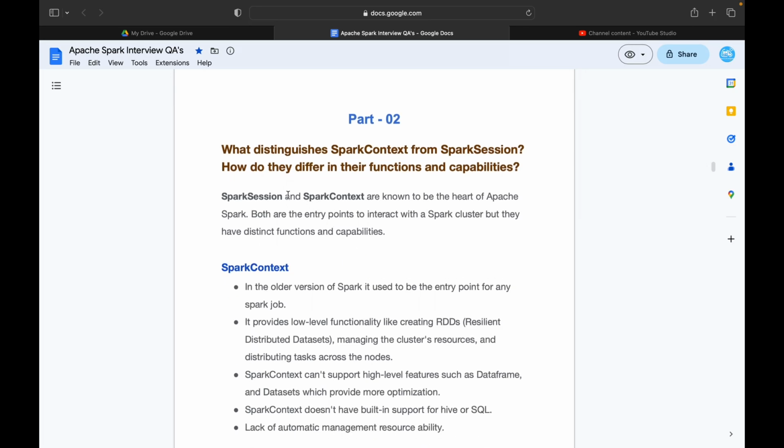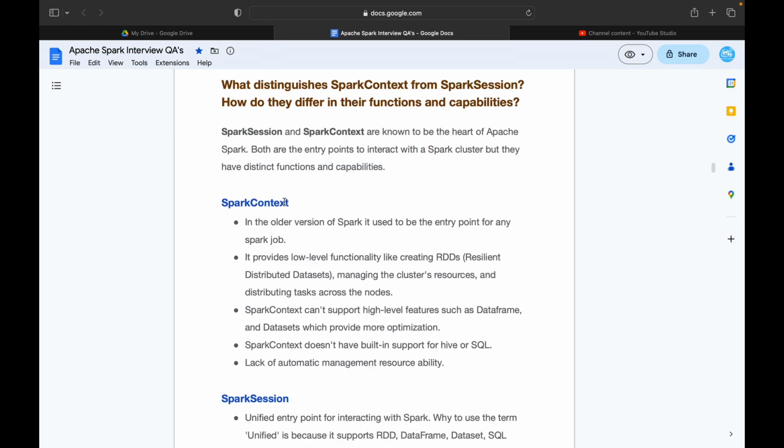So the first question which is very common is, what distinguishes Spark context from Spark session? How do they differ in their functions and capabilities? This is something which is commonly asked in big data engineering interviews. Spark session and Spark context are known to be the heart of Apache Spark. Both are the entry point to interact with the Spark cluster, but they have distinct functions and capabilities.